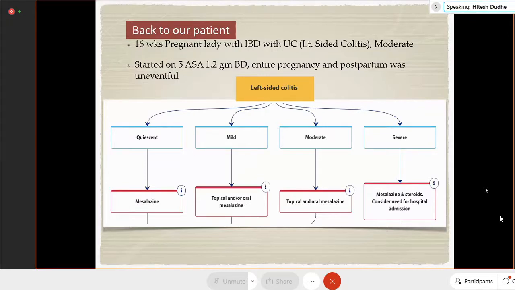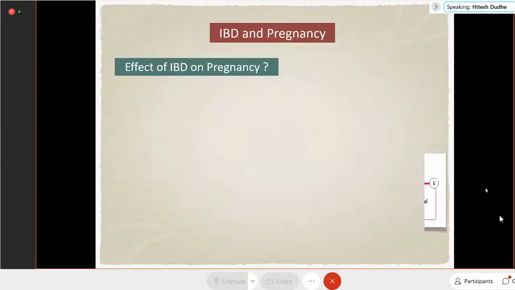If the patient has mild disease, we have to start topical treatment and/or oral mesalamine. For moderate colitis, we have to give topical plus oral mesalamine. But in case of severe left-sided colitis, we have to start mesalamine plus steroids. We also have to ask the patient to get admitted.